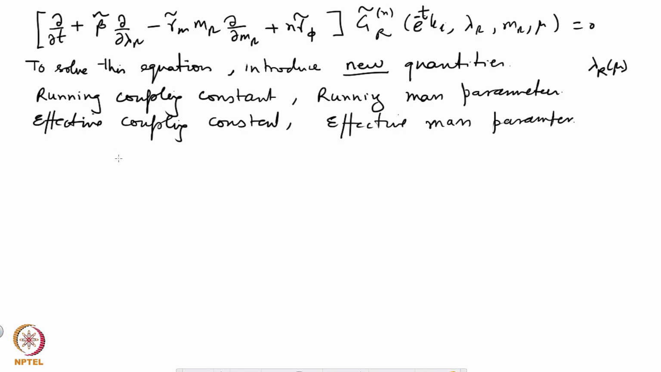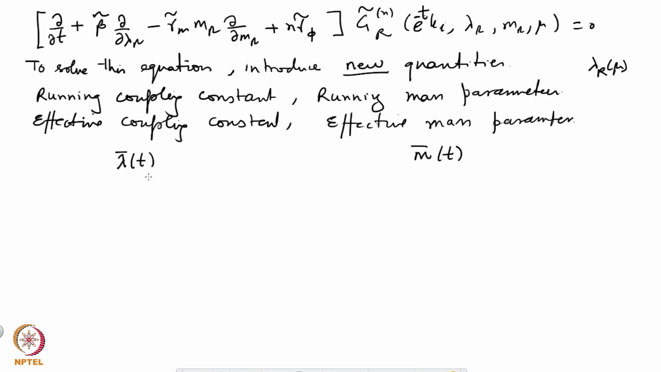So running coupling constant is denoted by lambda bar. It's a function of t. That is by definition a function of t, and this thing is m bar, a function of t. I'm not going to put any subscript r here, because there is no need. These are anyway finite quantities. There is no corresponding bare thing defined, so there is no need to put r as a subscript.